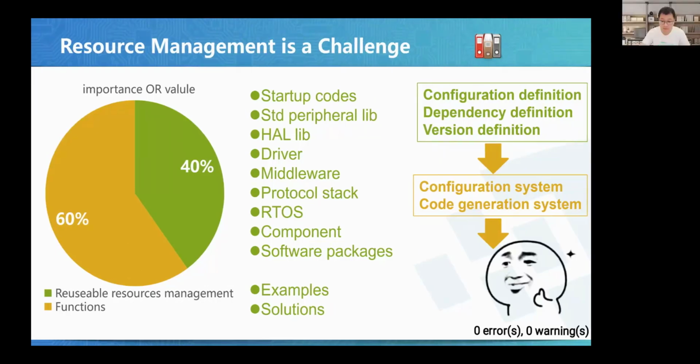And ultimately, our goal is to add resources or generate code to the project that can be compiled smoothly and present 0 errors and 0 warnings. On the contrary, poor resource management is when the user adds resources to the project, and once compiled, there will be countless compilation errors. It is obviously a disaster for a beginner.